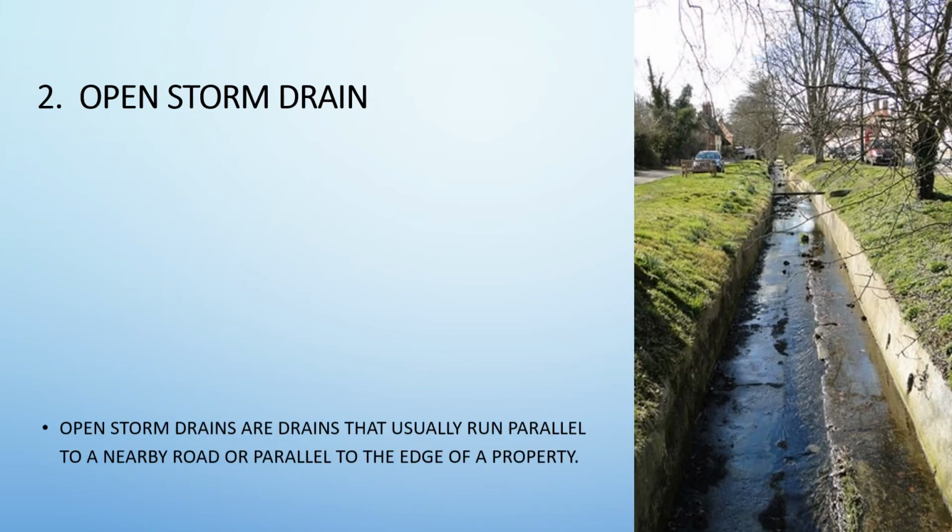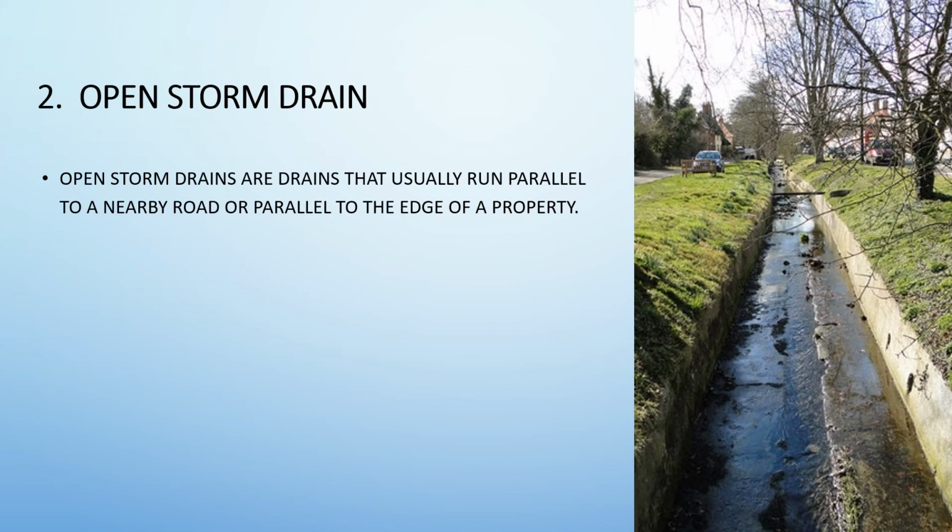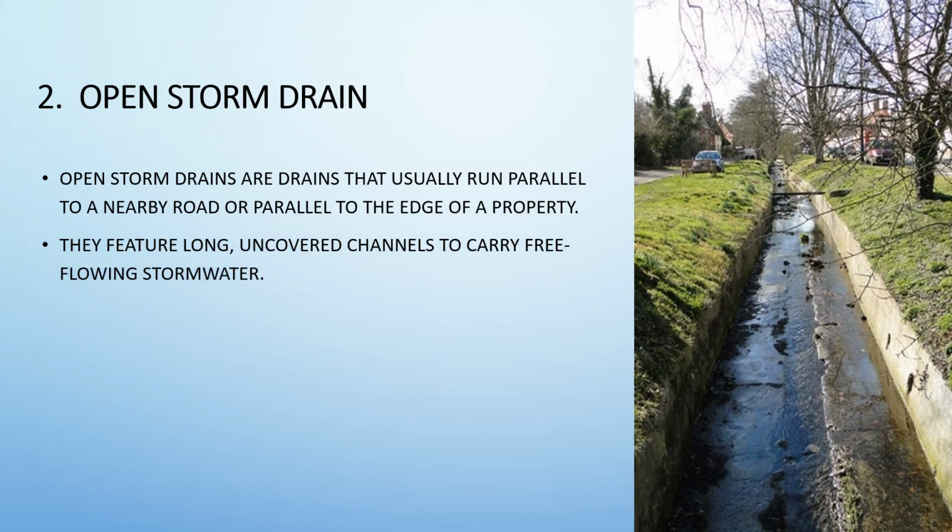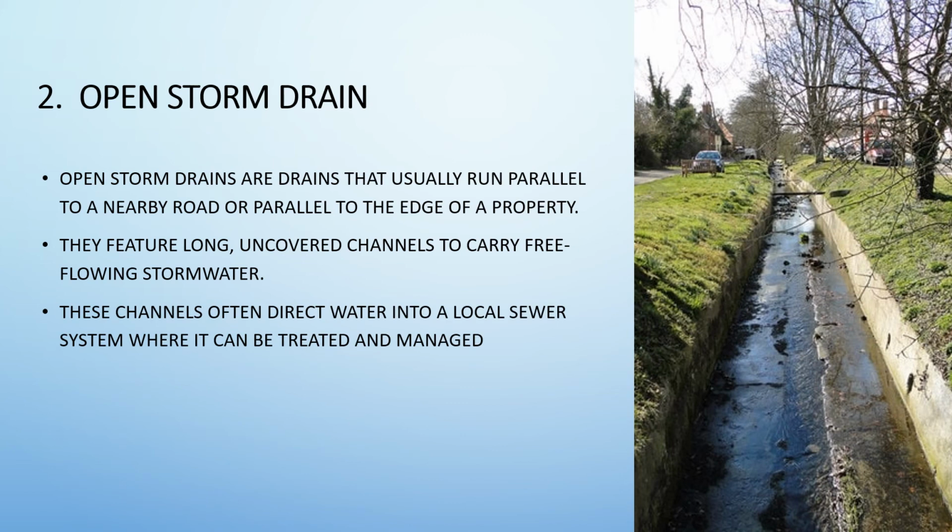The second one is the open storm drain. Open storm drains are drains that usually run parallel to a nearby road or parallel to the edge of a property. They feature long uncovered channels to carry free-flowing stormwater. These channels often direct water into a local sewer system where it can be treated and managed. The third one is the closed storm drain.